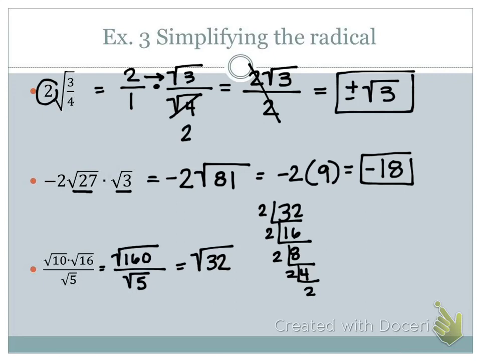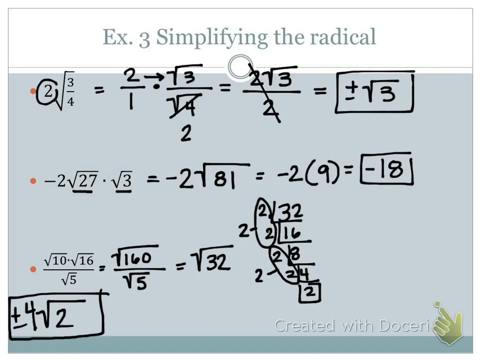Now, let's circle my pairs. I've got a pair of 2's here and a pair of 2's here. So what am I going to pull to the outside, Brianna? There. And then, because I get 1, 2 from here, and then what about here? I get 1, 2 from there. So what is 2 times 2? 4. 4 goes to the outside, and what stays underneath? 2, because I have this 2 here left all by itself. Positive, negative is my answer.